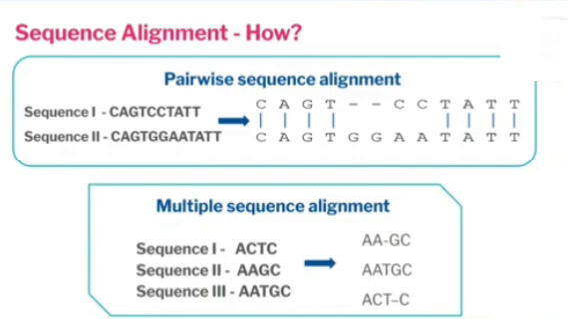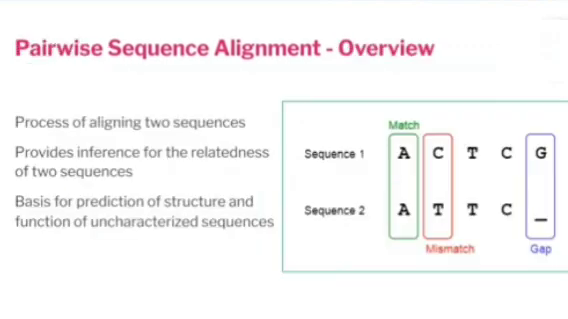The second type is multiple sequence alignment, where more than two sequences are aligned. We will learn multiple sequence alignment in detail in the next lecture. Pairwise sequence alignment, as I said, is a process of aligning two sequences. From the image given here, you can see sequence 2, which is a query sequence, is aligned against sequence 1, which is a target sequence. Based on the relatedness of these two sequences, information on the query sequence can be inferred.